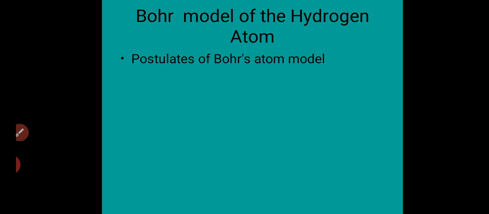In my last class, we studied about atomic spectra. In that we have two types of spectrum. The first one is the line emission spectrum, and also the line absorption spectrum. We discussed the definition for these two. Also we studied the spectral series.